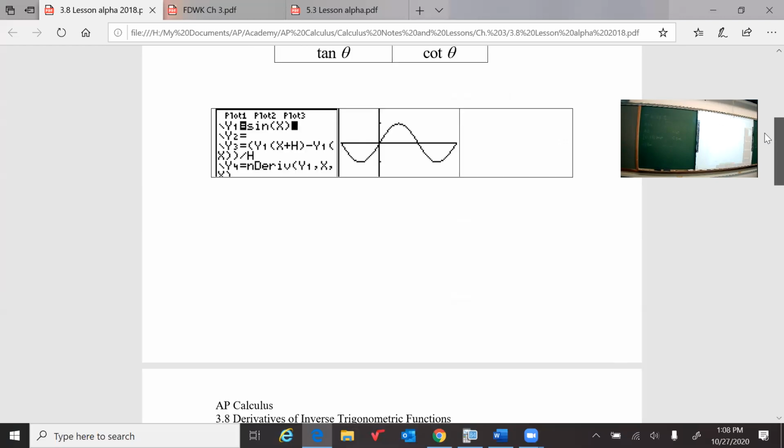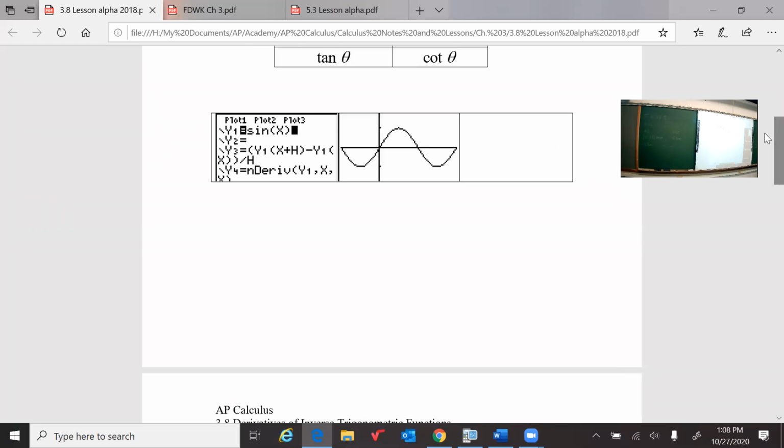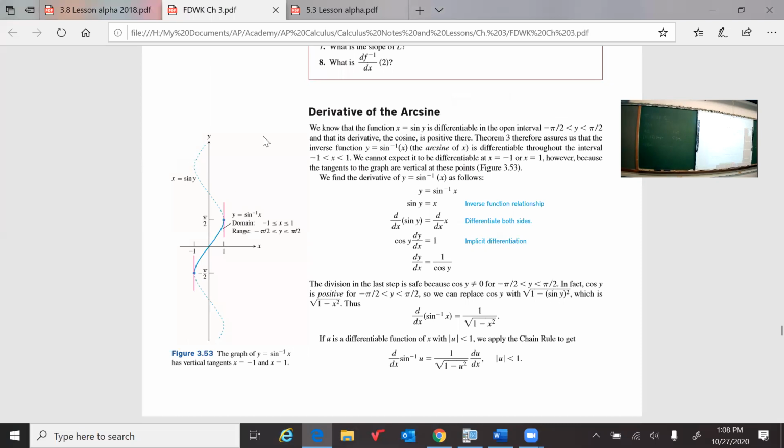And we're going to go right to example 1. And that's the derivative of the arc sine. Now ready? Arc, that prefix, is old school. It means the same thing as the inverse symbol. Arc sine and inverse sine are the same thing.